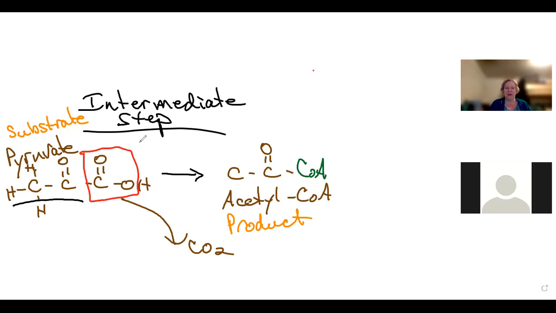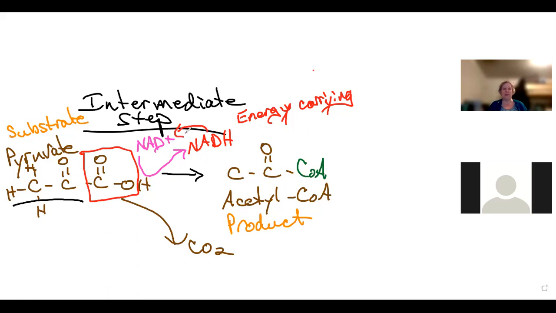So what we do is we take an NAD plus, and this NAD plus is going to pick up this hydrogen and become NADH. Now, we don't normally consider NADH to be a product because it is an energy-carrying molecule. It's kind of like an enzyme in that it gets reused. So this will go off to the electron transport chain, and it'll come back as NAD plus. So it cycles around. That is the intermediate step. So we generate some NADH.